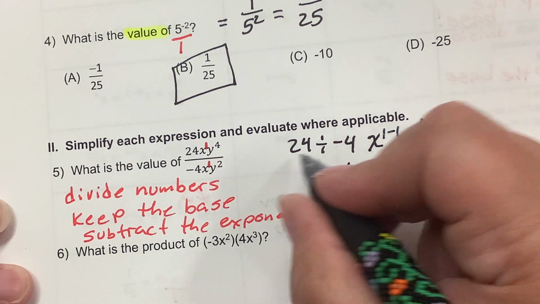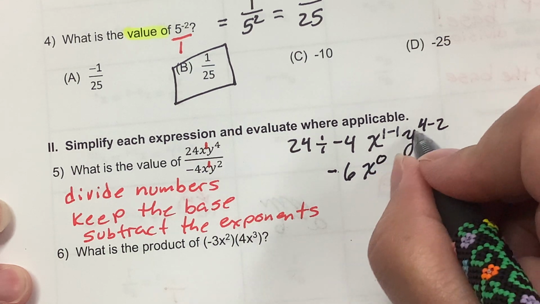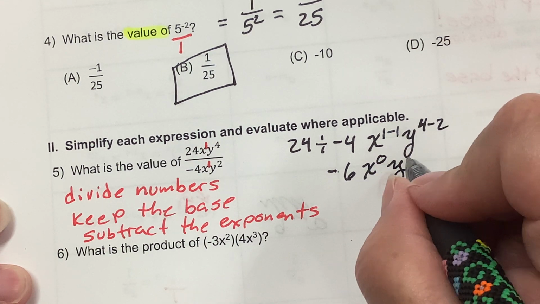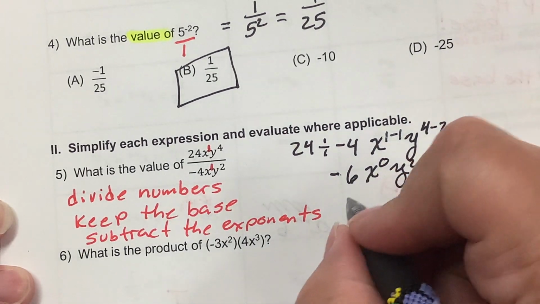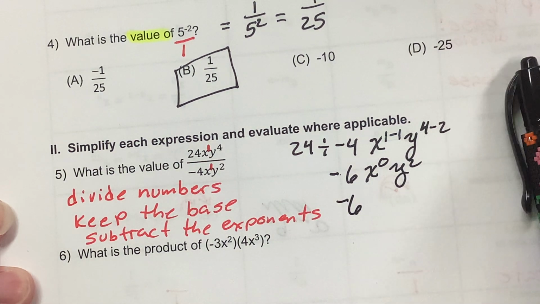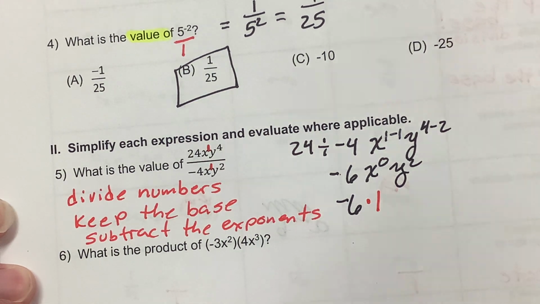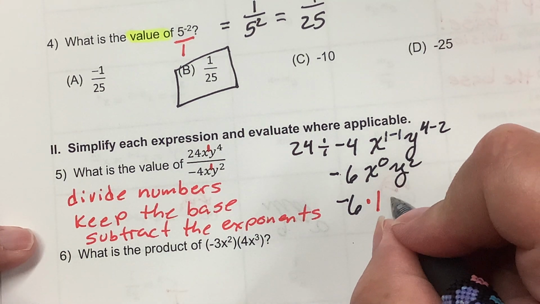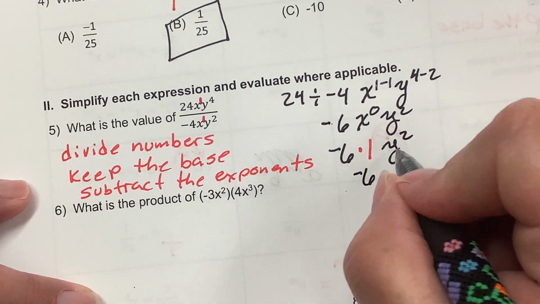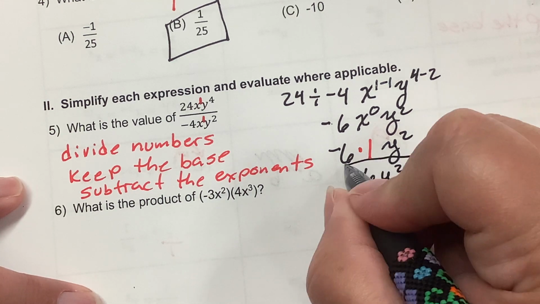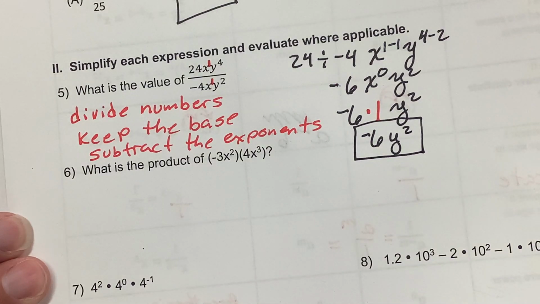Divide the numbers to get 6. The signs are different, so it's negative 6. Keep the base x. 1 minus 1 is 0. Keep the base y. 4 minus 2 is 2. Cannot have that exponent to the 0 power there. So negative 6, and then x to the 0 power is 1. But only the x to the 0 power is 1, not the whole thing, because there's no parentheses. Then y squared. Okay, negative 6 times 1, negative 6. y squared is y squared. Negative 6, y squared.